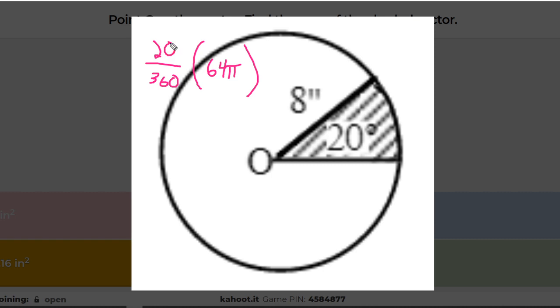20 and 360 both end in 0. 2 and 36 can both be divided by 2. So that gives me 18. So like if I were to rewrite it now, it'd be 1 times 64 pi, which is 64 pi over 18. Now, really, if you put that in your calculator, you would get it because we're rounding. So like you can round now if you want, but I also know that we need practice with reducing. So what's the biggest number that I can reduce 64 and 18 by? Should just be 2.